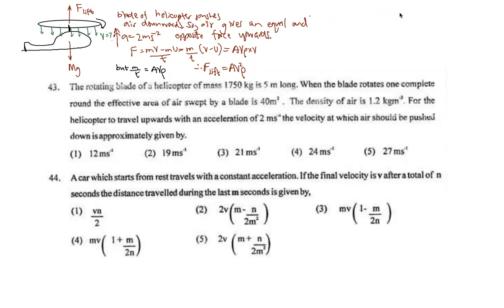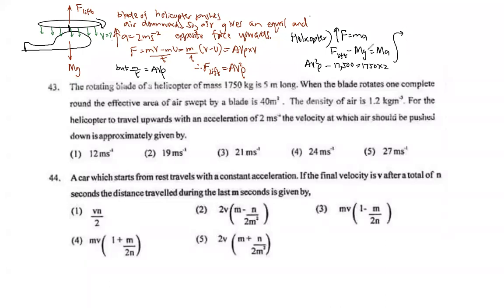So for the helicopter, now let's apply the equation upwards, F equal ma. If I substitute the values, the lift force minus mg equals ma. What is the lift force, people? A V squared rho minus mg. What is mg? 1,750 into 10 is 17,500, equal to 1,750 into 2.